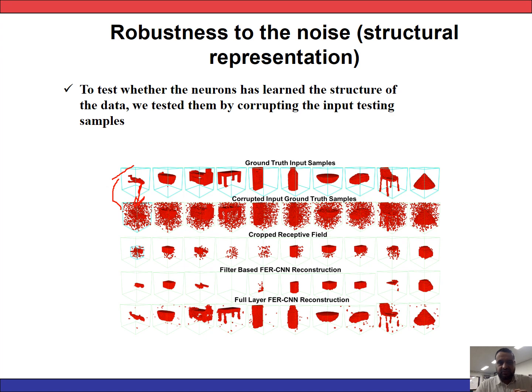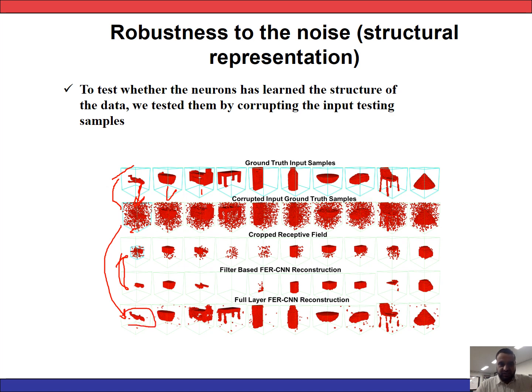Similarly, we corrupted this object here, and we provided this corrupted image as input to our architecture, and checked whether it can reconstruct the object back or not. So this is the final output. These are the results from each neuron actually, but this is the result from the full layer.